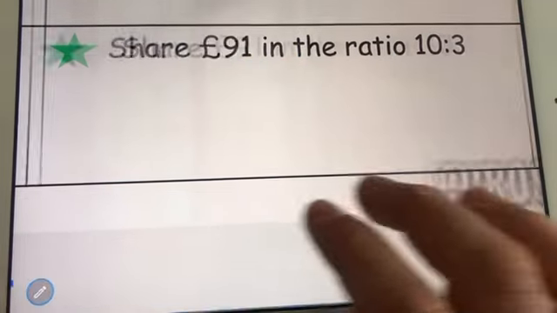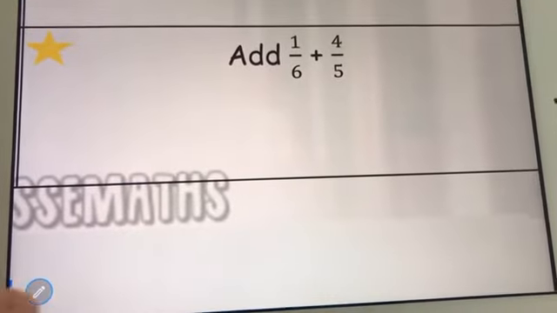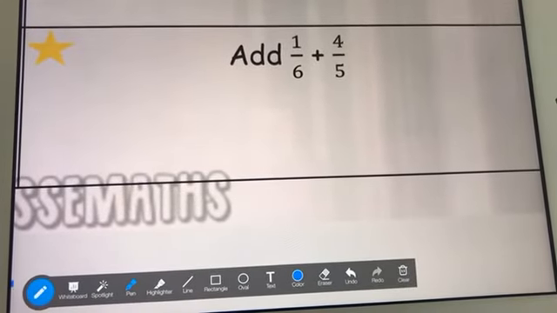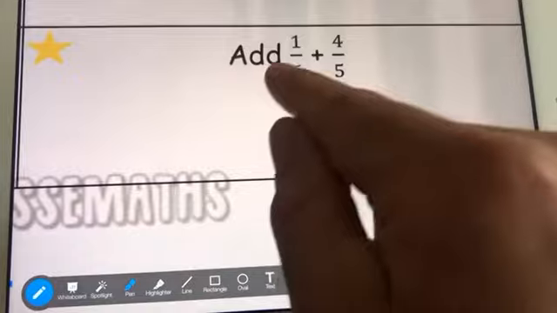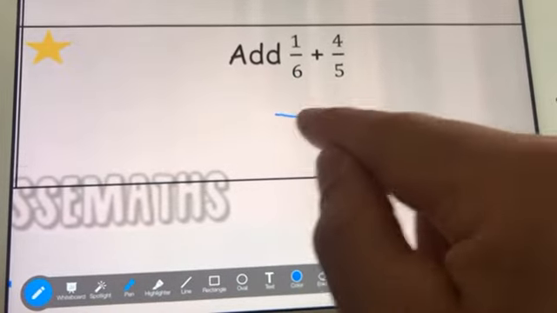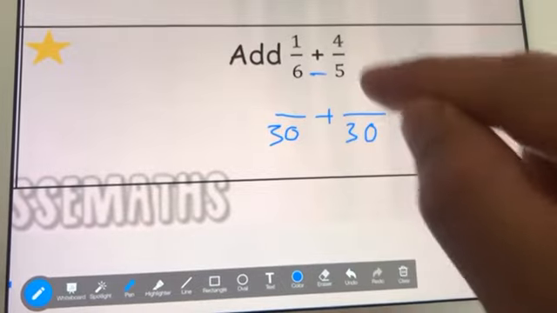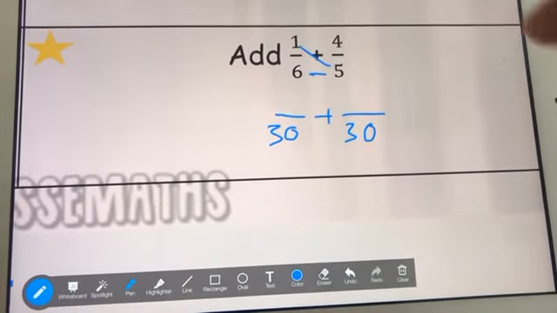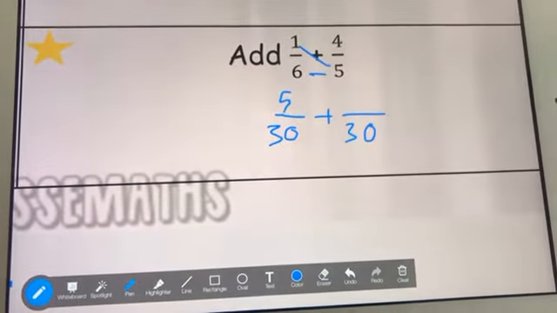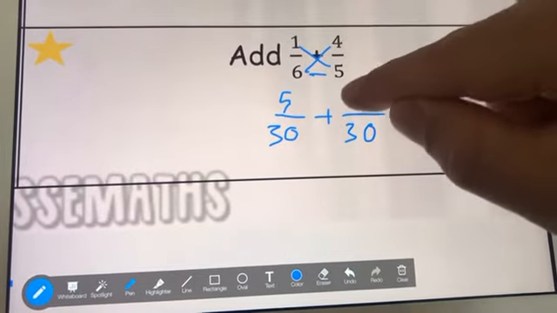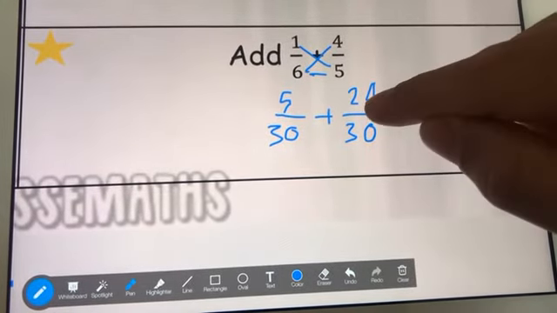Right, very last question. Okay, adding fractions. You've got to make sure the bottom numbers are the same. So I'm going to do 6 times 5, which brings 30 on the bottom of both. Still a plus question. Then I'm going to cross multiply 5 times 1, gives me 5 on the top left. 6 times 4 gives me 24 on the top right.